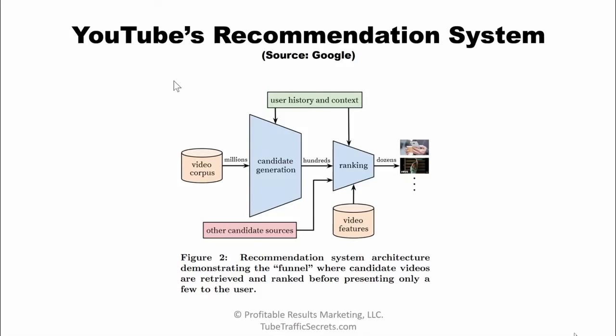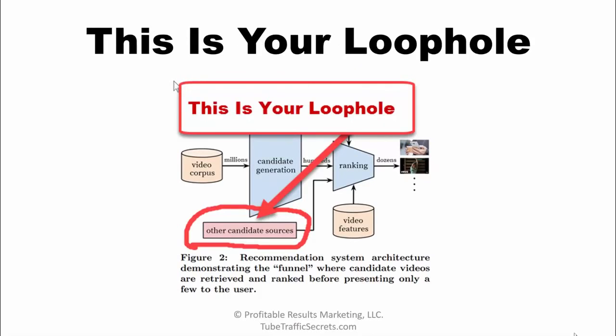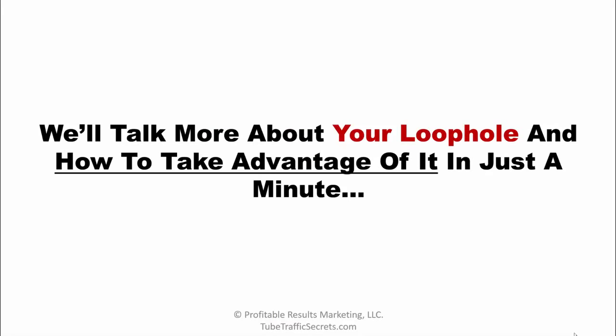Now, the ranking algorithm takes those hundreds of potential candidates and also takes information from what's known as other candidate sources. Now, this is your loophole. This is the loophole I'm going to teach you how to take advantage of in just a few minutes. But basically, they take the information from the candidate generation system and from these other candidate sources. They crunch the numbers, they analyze the data, and they spit out several dozen videos that they feel best represent what the YouTube visitor is looking for, what they will watch. That's the goal, right? They want you to watch more videos. Now, we'll talk more about your loophole and how to take advantage of it in just a minute.